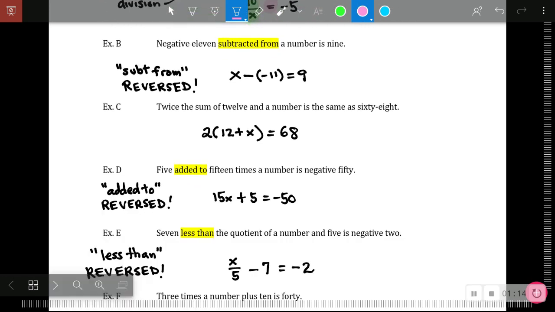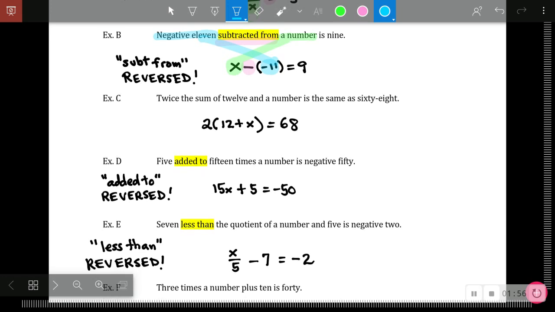On example B, I'm going to start with some of the problematic phrases in English, and subtracted from is one of them. The reason it's problematic is that subtracted from is a minus sign, but you have to reverse the order that's given to you in the original. So negative 11 follows the minus sign, and then a number here, or the unknown, has to be in front of it. So there's a switch here in the order, and that's important to know. If you get subtraction turned around, you're dealing with a different problem, and you got it wrong.